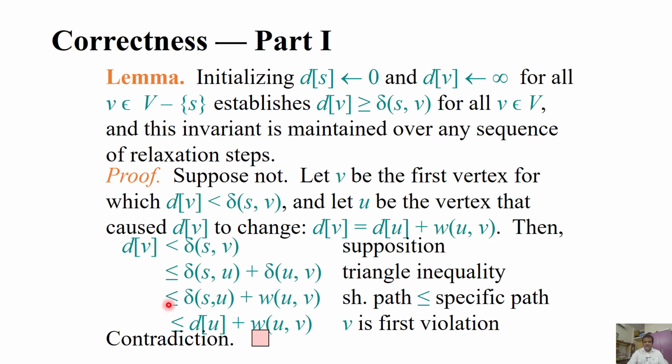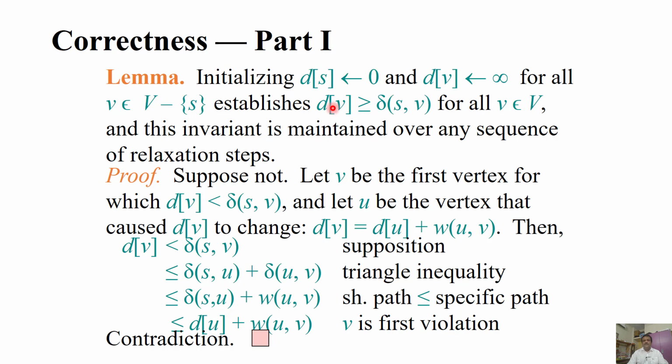So, that is the contradiction, because if dV is less than this value, then why are we going to do the relaxation? U is the vertex which caused dV to change through this relaxation. So, that is the contradiction. So, throughout the relaxation step, or throughout the algorithm, we have this invariant.